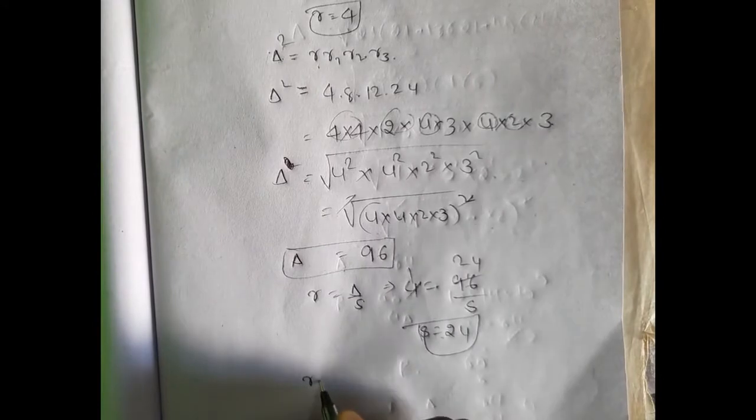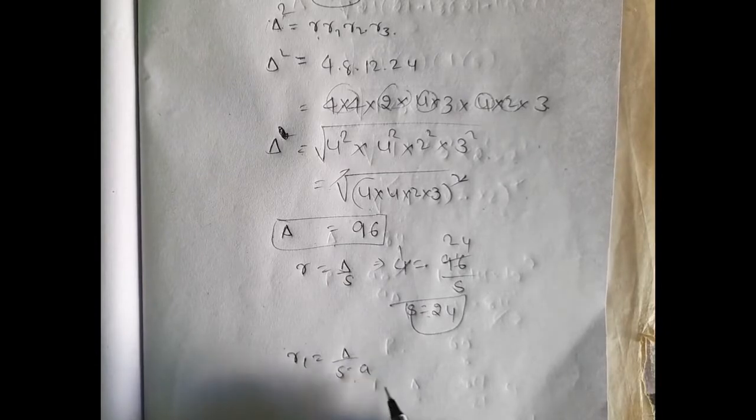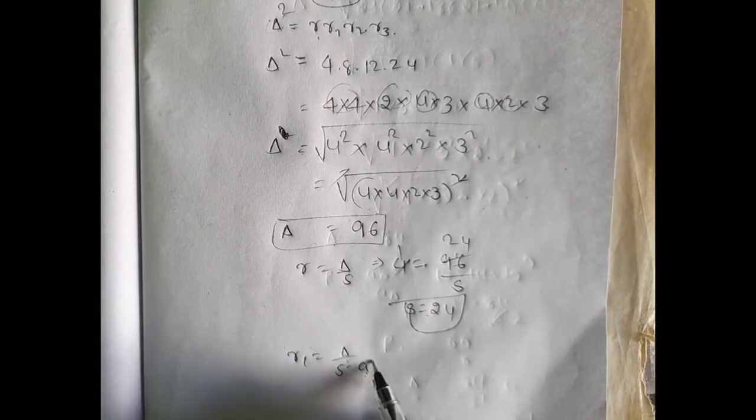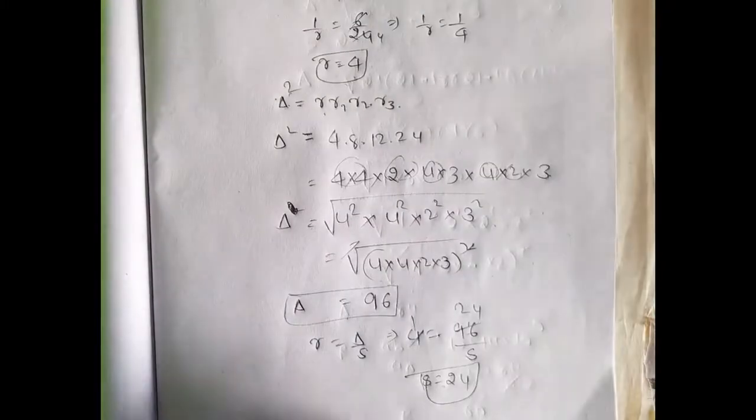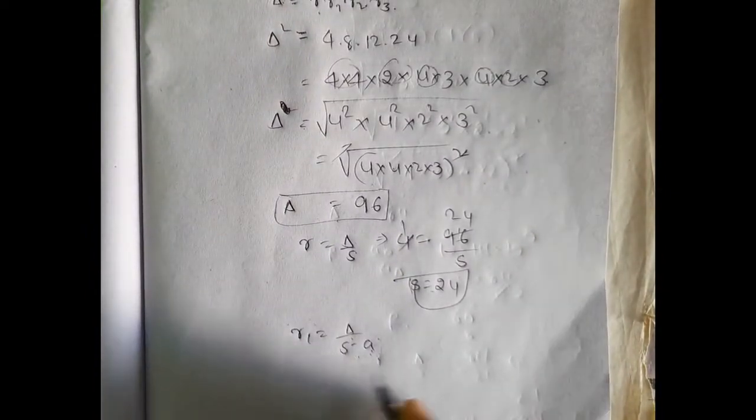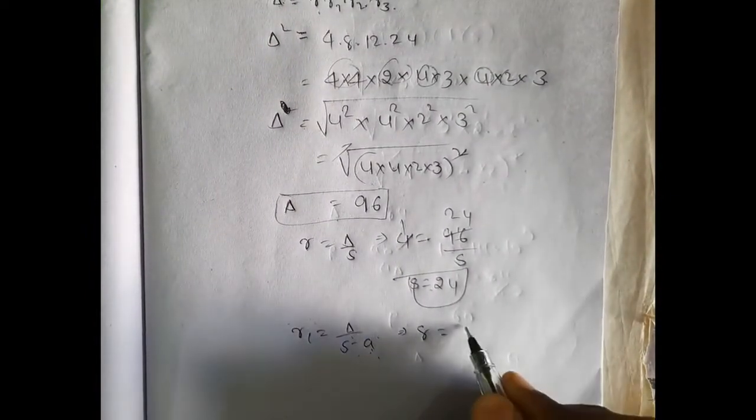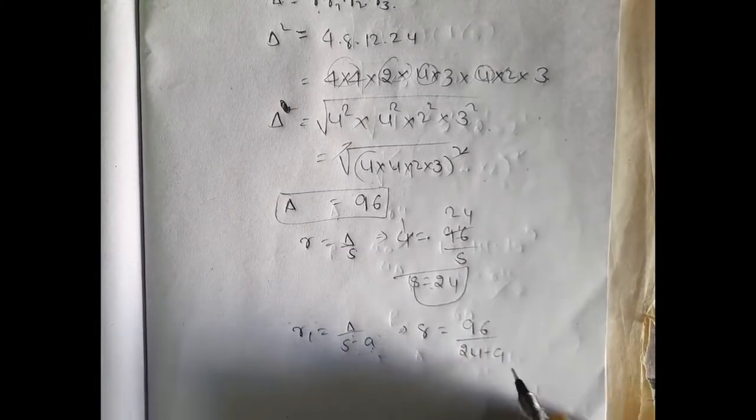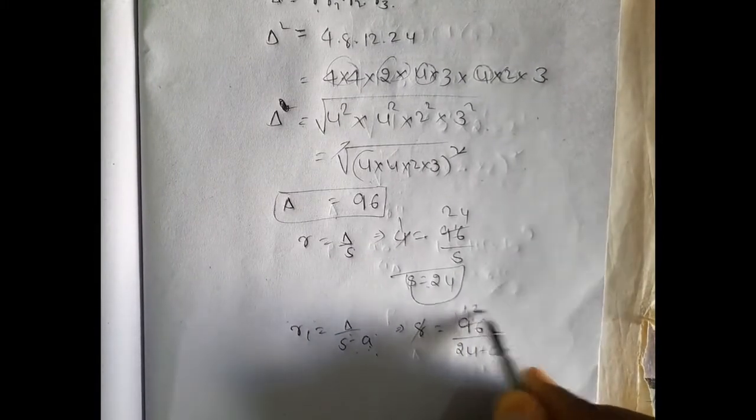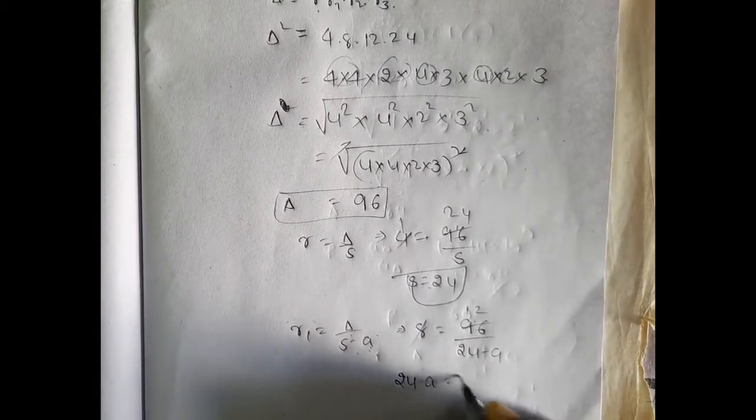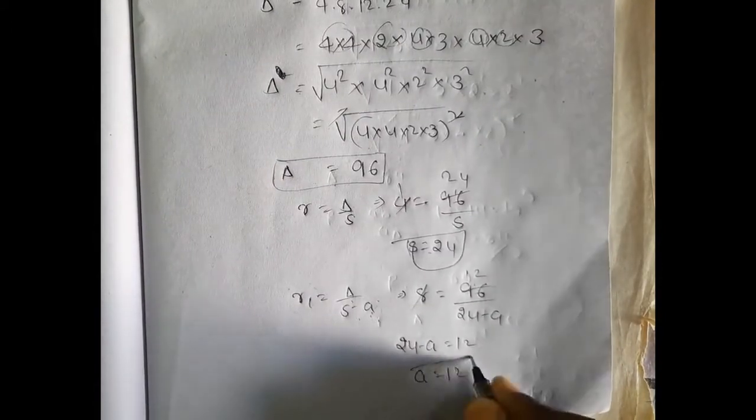Okay. So now R1 equals delta by S minus A. So why are we taking R1 equals delta by S minus A? Because in this formula we have A. So we can find A. We know R1, delta and S. And it will be easy to find A. That's the reason we are taking this formula. And what is R1? It is given that R1 equals 8. So 8 equals 96 by 24 minus A. 8 ones are 8, so 24 minus A equals 12. A equals 12. Okay.